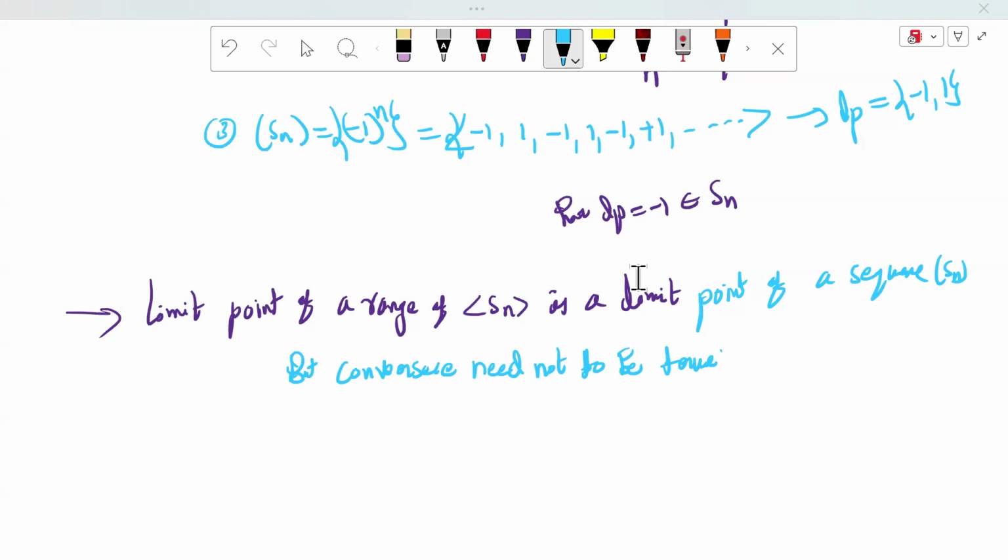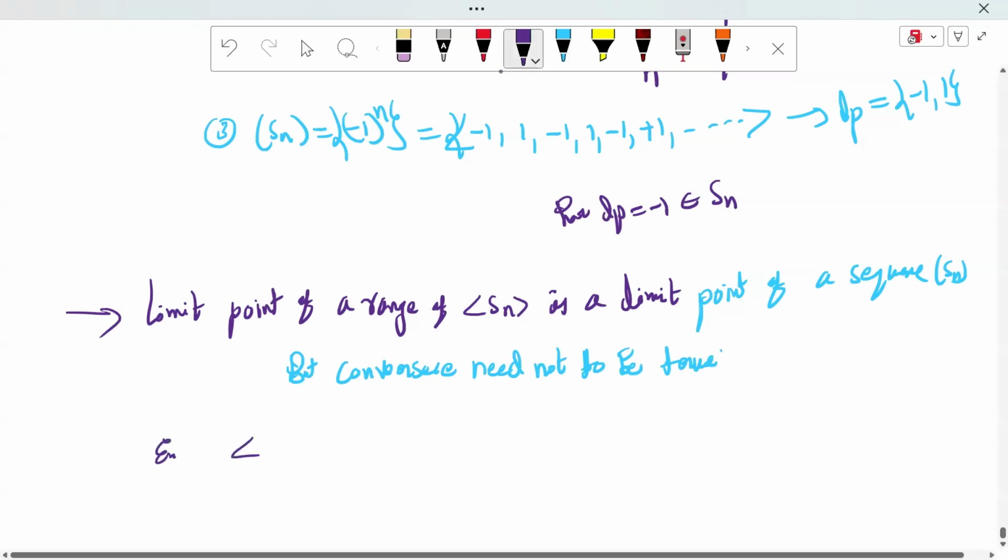Sir, here the converse need not be true. Some examples we can take. What is the example, sir? For example, the sequence Sn is equal to 1 by n. So what are the terms of the sequence, sir? 1, 1 by 2, 1 by 3, and so on.